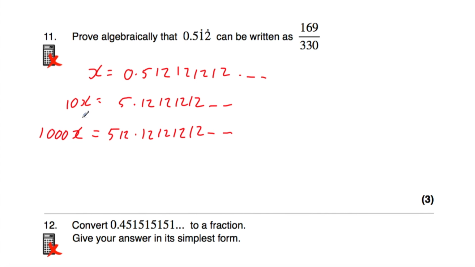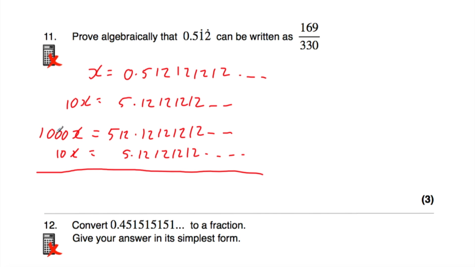That's fantastic because we've now got 10x and 1,000x, and both of those numbers have got the 12121212 after the decimal point. So we have got 1,000x equals, and we've got 10x equals 5.12121212, and so on. Now let's take them away to see what we get. So 1,000x take away 10x. Let's write down we're subtracting.